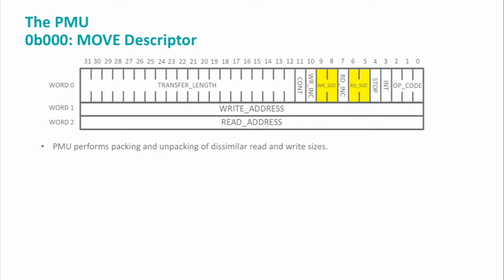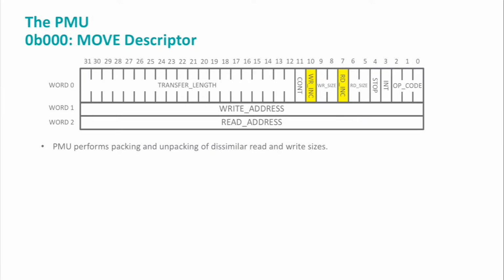There are also bits that control incrementing the write address and the read address. Now here's why. If you're transferring data from a peripheral, let's say a UART, to memory, you want to read the UART received data register over and over from the same address. But you want to increment the write address in memory. In this case, you'd clear the read increment bit and set the write increment bit.